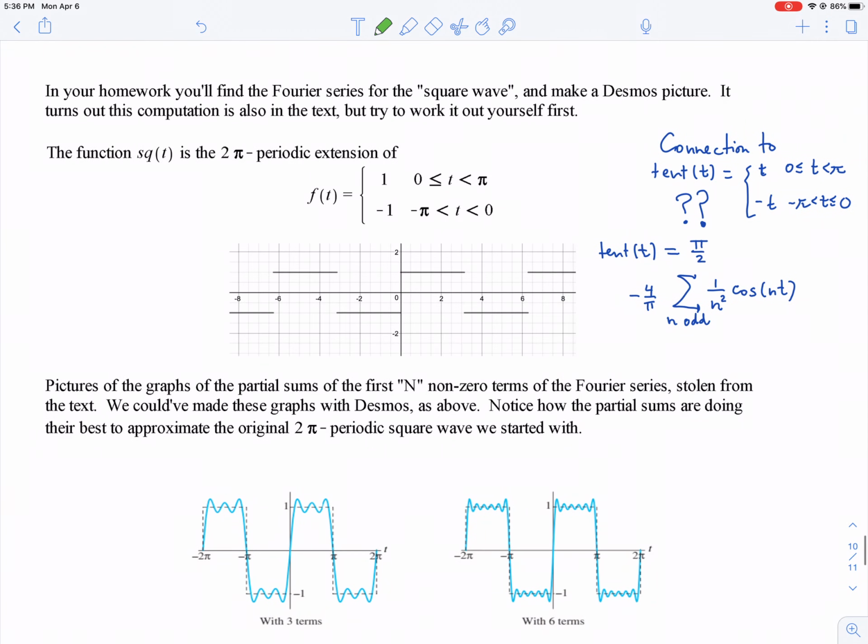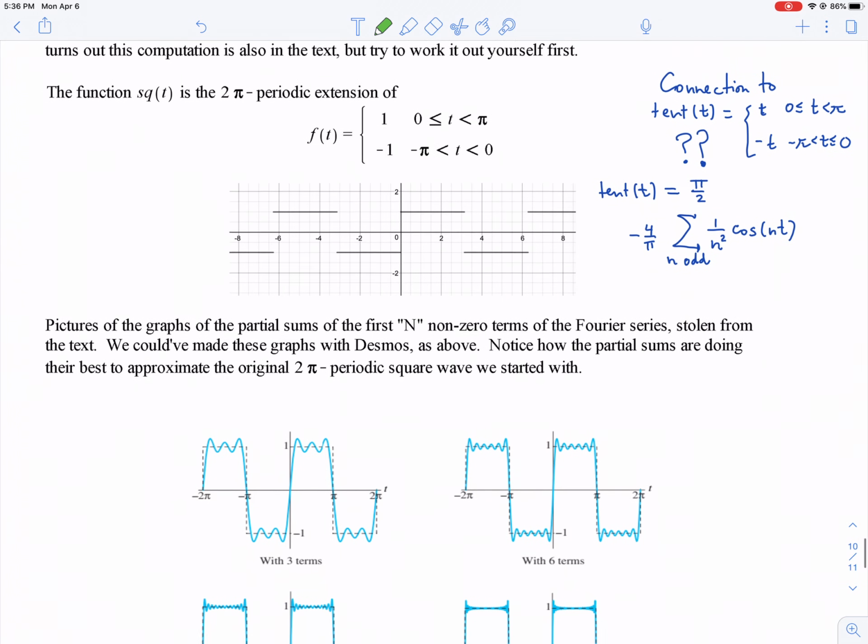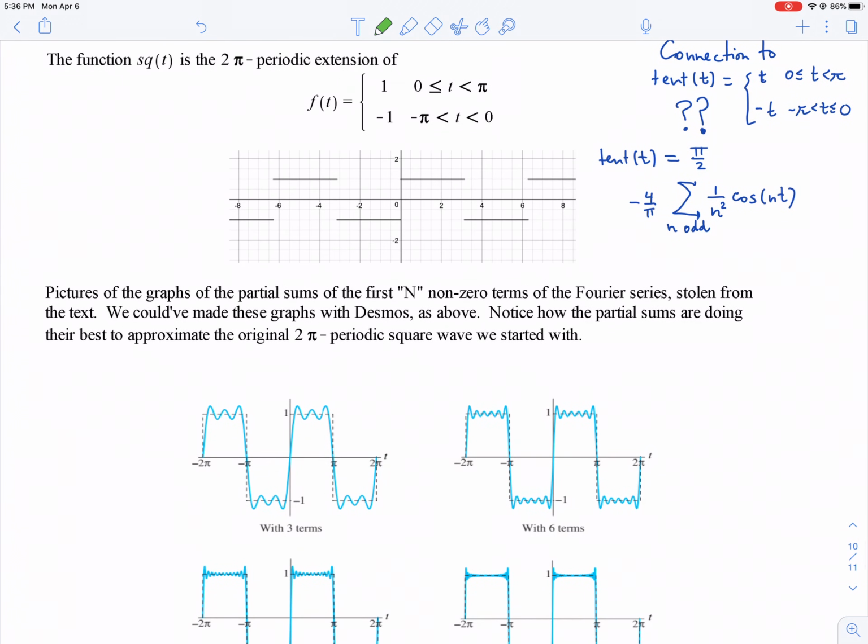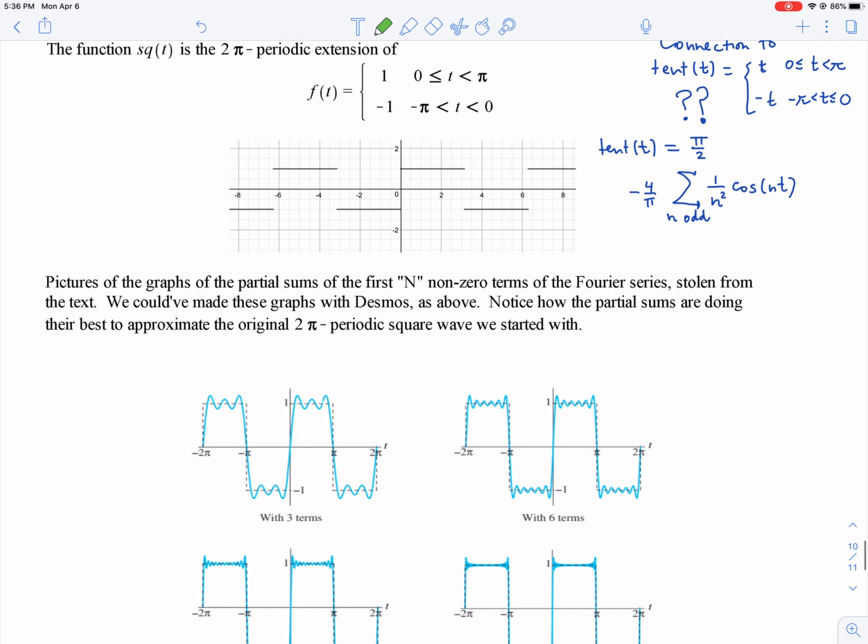So let's look at your homework exercise. You are going to find the Fourier series for the square wave, which is 1 between 0 and pi, minus 1 between minus pi and 0, and then extended as a 2 pi periodic function. In the text, you will find a Fourier series, but I want you to do it on your own. It's one of the easiest ones that you'll ever have to compute.